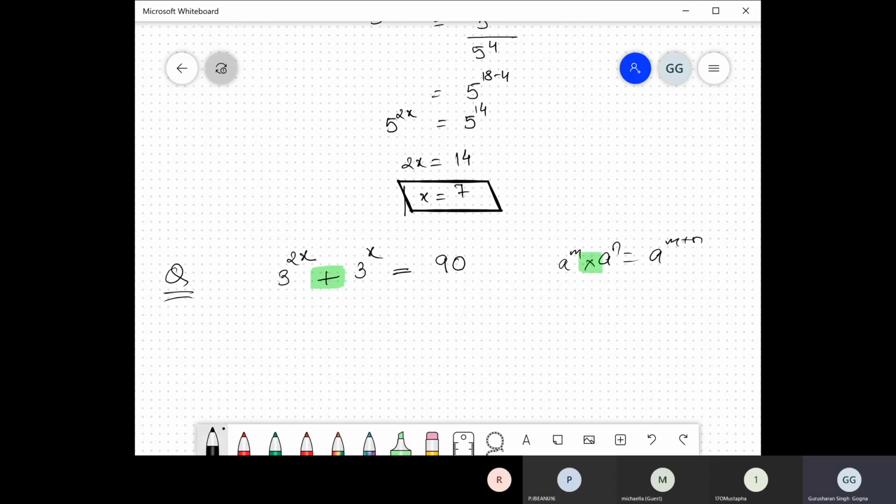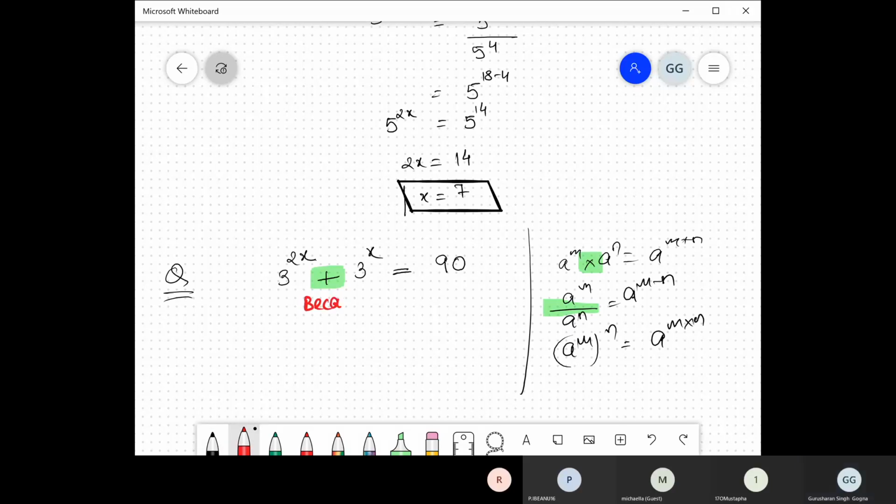Multiplication. If you have a to the power m over a to the power n, then you have a to the power m minus n. So what's the sign in between? Division. And then if you have power to the power, then you will get power multiplied by power. So obviously this is power to the power. So you can see that none of these laws are applicable in this case. And why? Because of the plus sign.